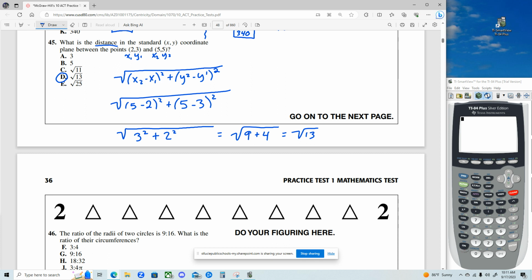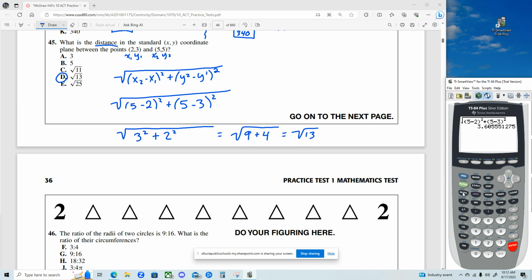And let me just look and see how to put this in on the calculator. I want square root of 5 minus 2 squared plus 5 minus 3 squared. Enter. And I get this.